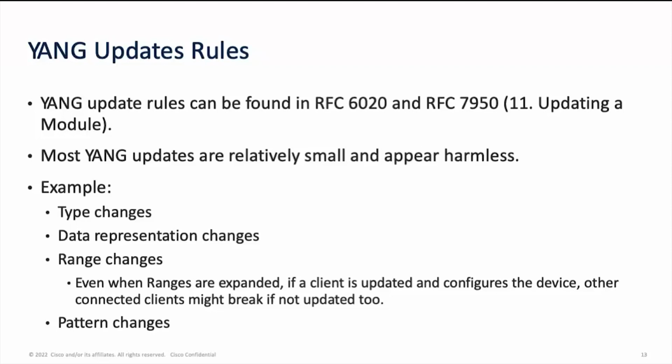Data representation changes are another very small change that can cause backward incompatibility. This refers to how data is represented on the device versus how data is configured from a northbound manager. If the representation of the data is changed once set by a manager, when the manager reads that data, it's going to find a different value. That will cause the manager to think there is an out of sync change.